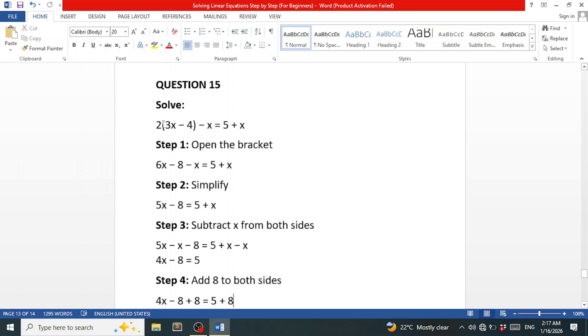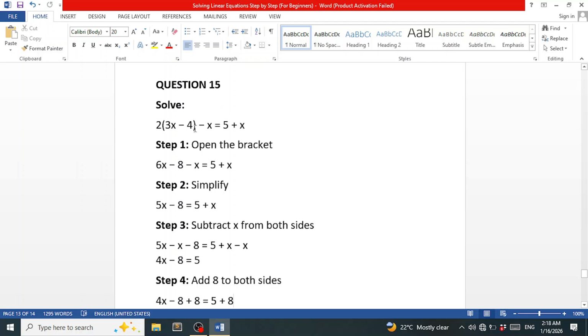Question 15, solve 2 brackets 3x minus 4 minus x equals 5 plus x. Wow, I know most of you may fail this, and you know what? After we complete this, you're not gonna face any problem related to this. I hope so.